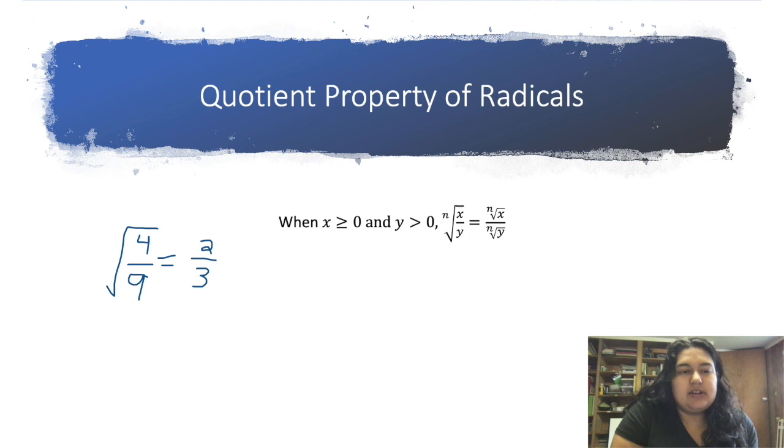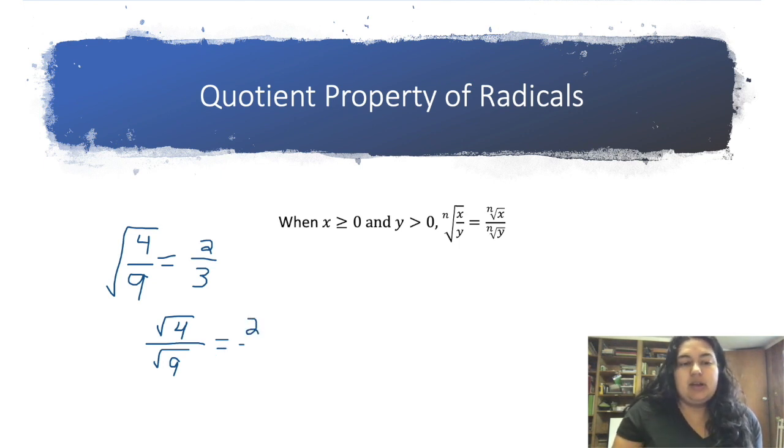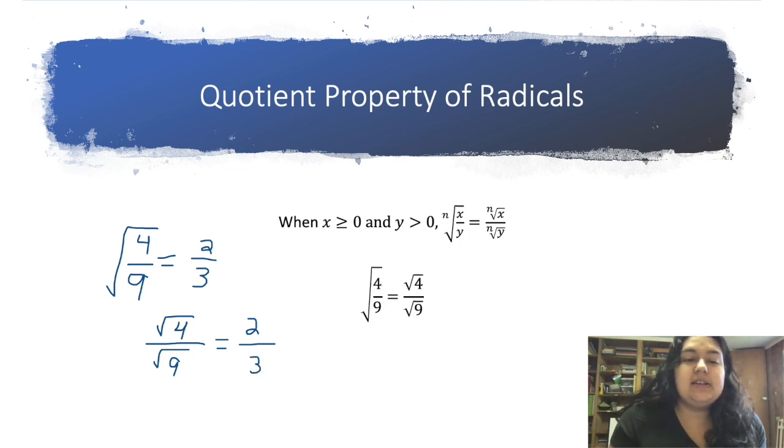Okay, let's take a look at this. I have the square root of 4 over 9. The square root of 4 over 9 is equal to 2/3, and now I'm going to write the square root of 4 over the square root of 9. The square root of 4 is 2, and the square root of 9 is 3, so it's 2 over 3. So we can see that these are exactly the same thing. We're just writing it a little differently.